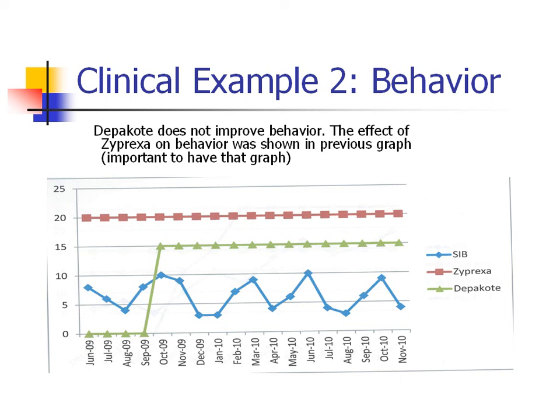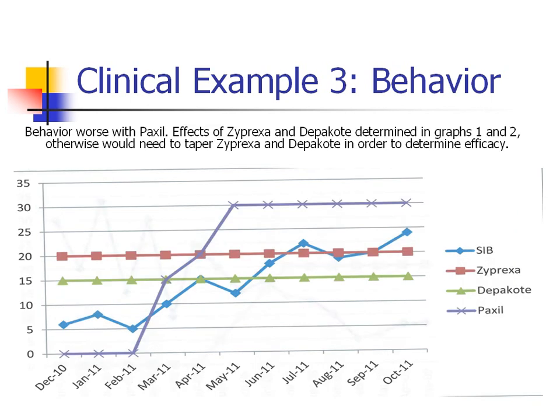All right, let's go on past November 2010. What is happening now? Okay, the prescriber decided that whereas the Depakote was not effective, maybe Paxil would work. So in March 2011, Paxil was begun and increased up to 30 milligrams per day. The Depakote was continued and the Zyprexa was continued. Now, just looking at this graph, it appears that the behavior is worse with the Paxil.